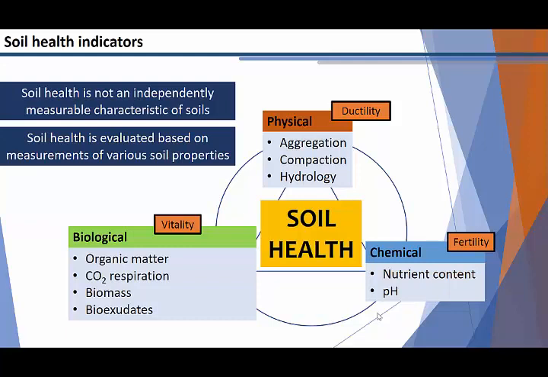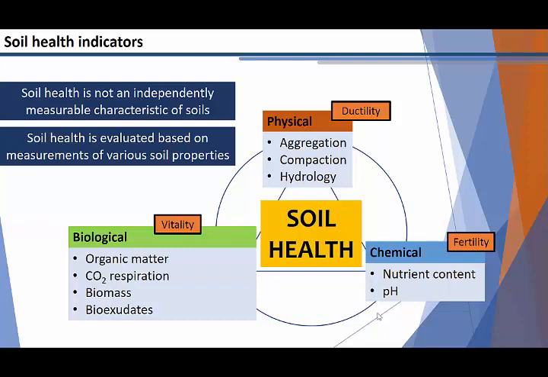And then there are bioexudates, so that animal and plant life and microbe life all exude chemicals or biochemicals into the soil that, based on how they live, tell you what's going on in that soil. So those are all the biological aspects of soil health indicators.